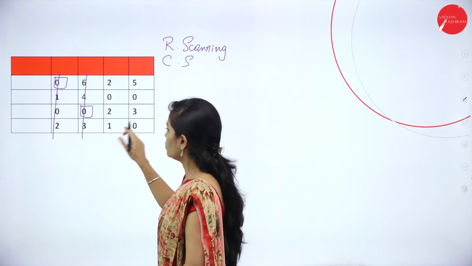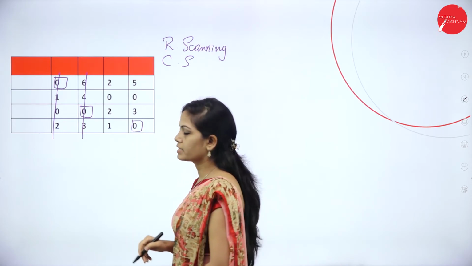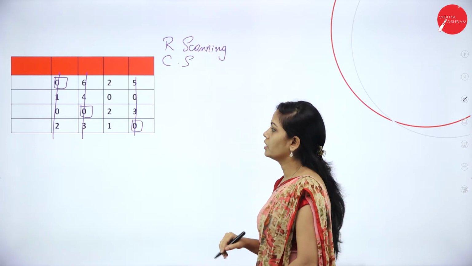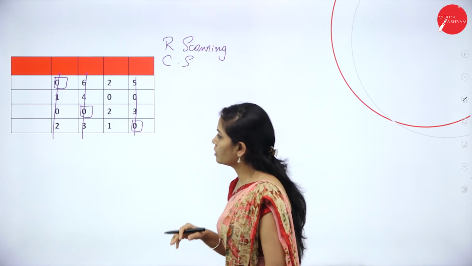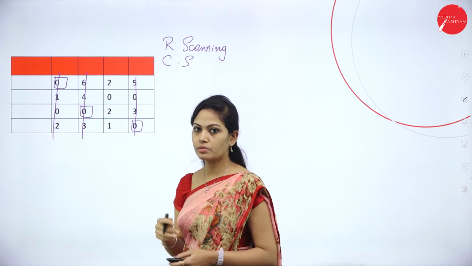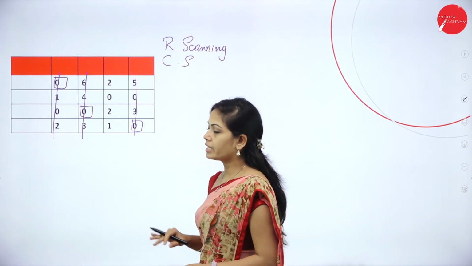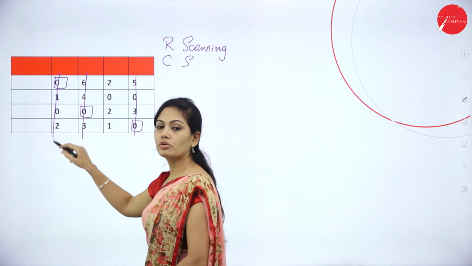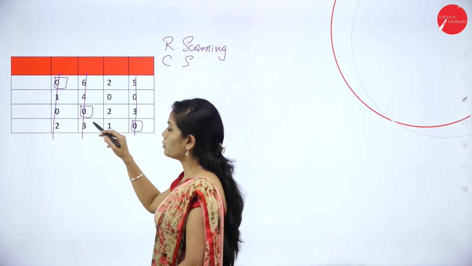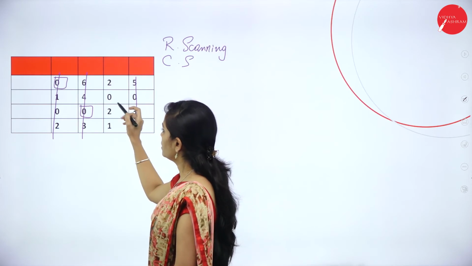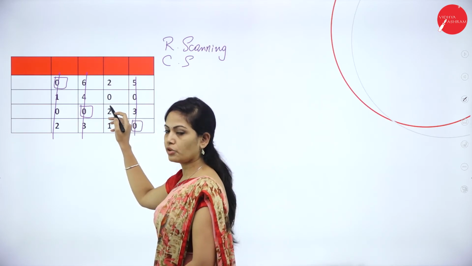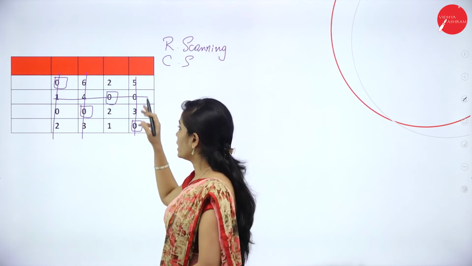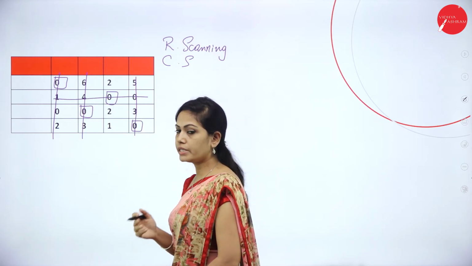And in the last row, I have 1 zero. Put a square box and put a vertical line. So now all the zeros are covered in rows. So now row scanning has finished. So the next step is column scanning. In the first column, all the values are deleted. The second column is also deleted. In the third column, you have 1 zero here, and put a horizontal line. And in the last column, all the values are deleted.